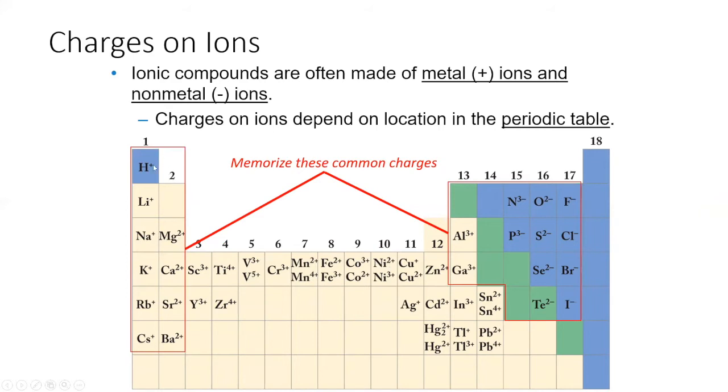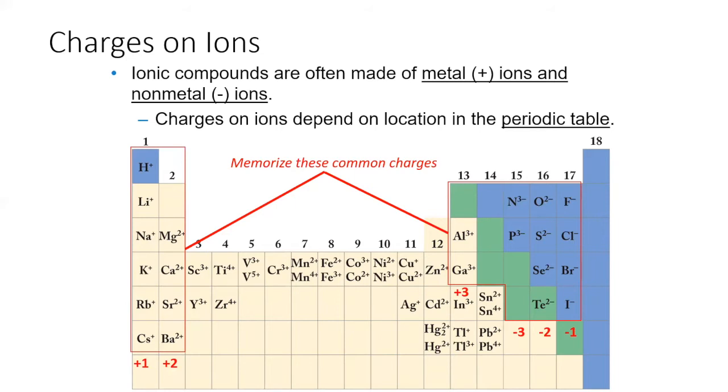Notice that the column will dictate the charge. If it's in column 1, group 1, they like to form +1 ions. In group 2, they like to form +2 ions. Over here in group 13, they like to form +3. And then in 15, it's -3, in 16, it's -2, and in 17, it's -1. Have a look at this. If you remember that, then there's very little memorization actually involved.